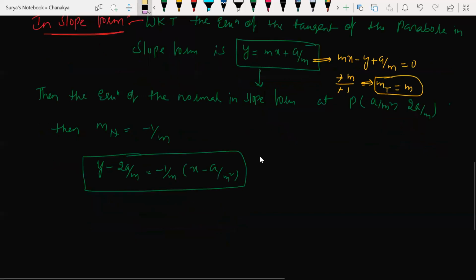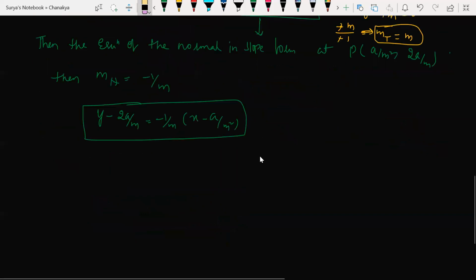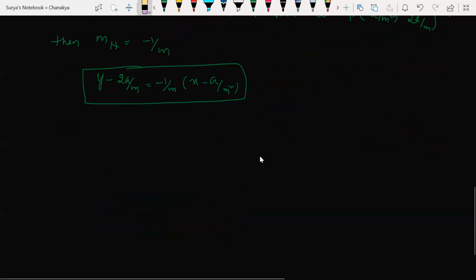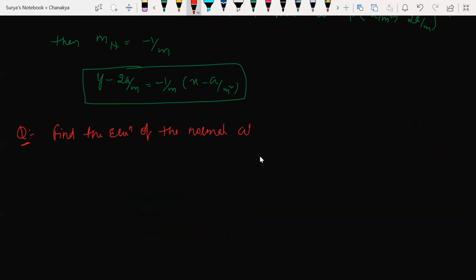Okay people, hope it is clear. See how easy a question can be asked in the exam. Find the equation of the normal at point (1, 2) given on the parabola y square is equal to 4x.